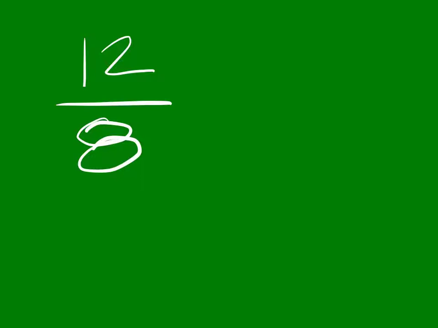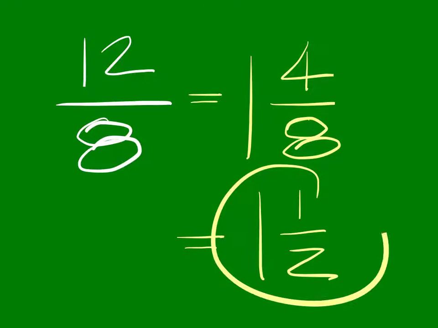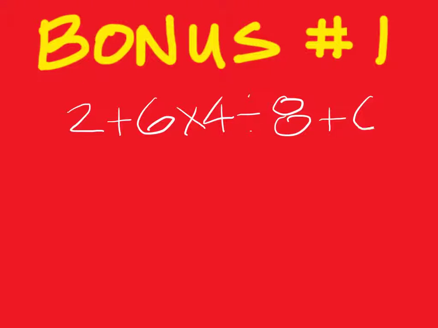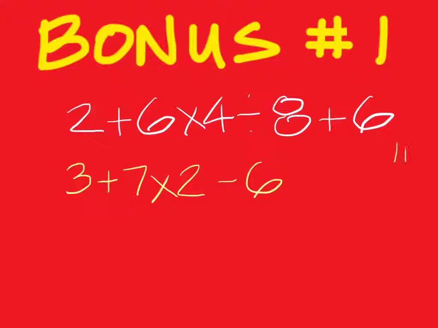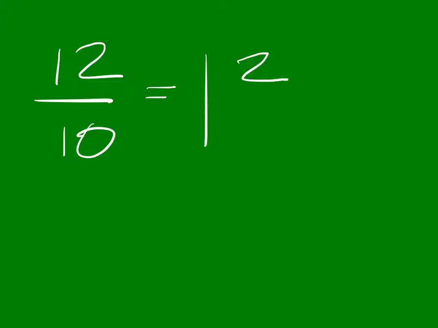On the practice problem, 8 will go into 12 once, with 4 left over. 4 over 8 reduces to a half. Answer to both problems is 1 and 1/2. 10 will go into 12 once, with 2 left over, and you put it over 10. 2 over 10 reduces to 1 over 5.